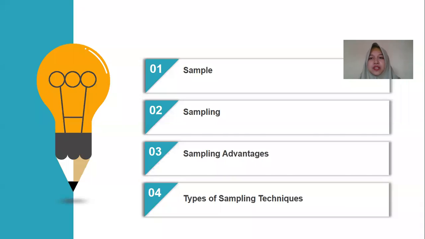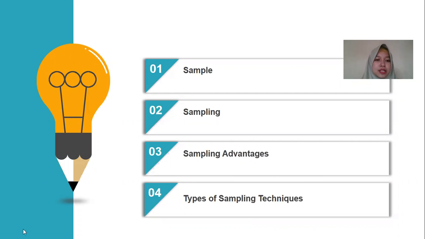I'm going to talk about sampling in quantitative research. As we know, quantitative research is the process of collecting and analyzing numerical data. Before we come to the sampling, I'm going to talk about the points for today. The first one is sample, the second one is sampling, the third one is sampling advantages, and the last one is types of sampling techniques.